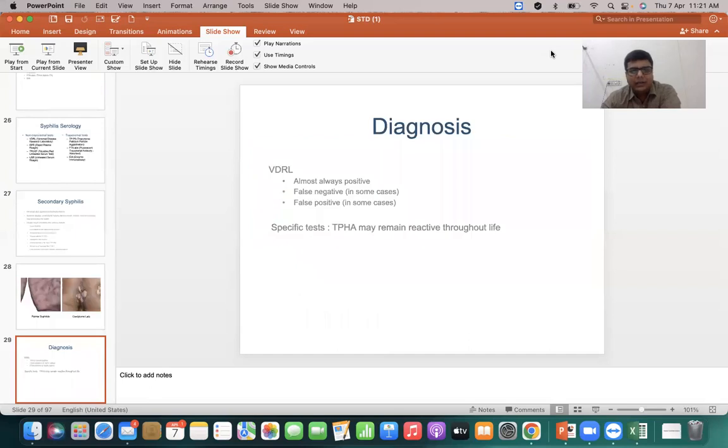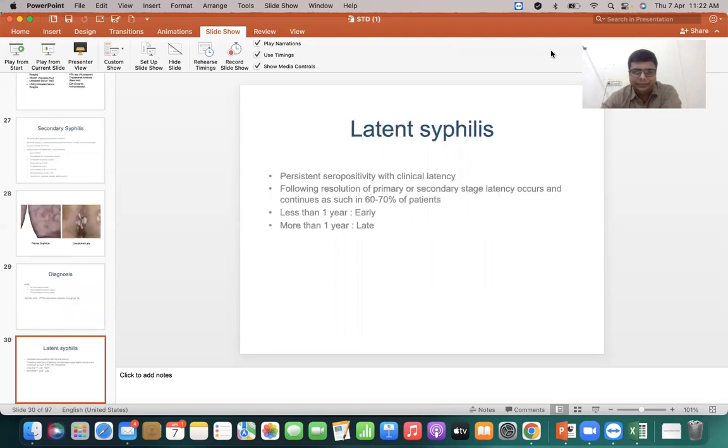So diagnosis in secondary syphilis is made by VDRL, which is almost always positive in secondary syphilis. There are certain cases where false negative and false positive results can occur. False positive results are seen in various physiological conditions like pregnancy, during menstruation, or other diseases like malaria. Once VDRL is positive, we do a specific test for confirmation, which is TPHA, which remains positive throughout life.